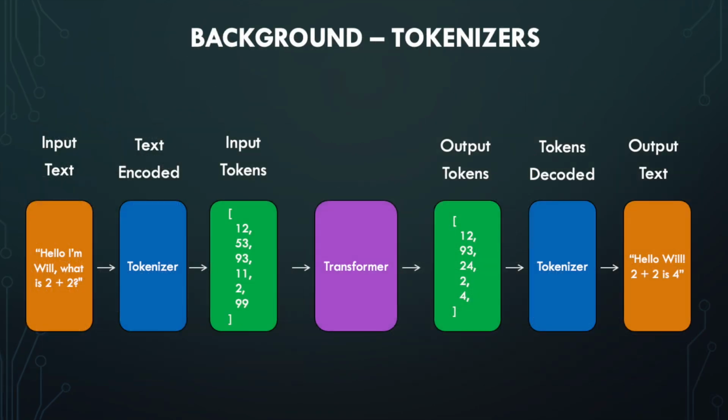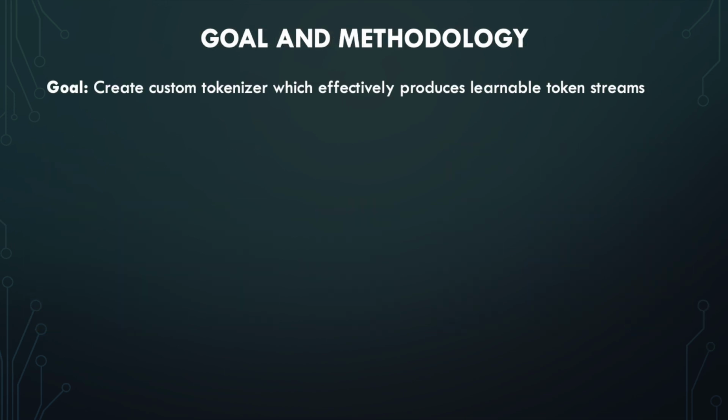A transformer model requires a tokenizer to convert the input text into a stream of tokens. These tokens are then fed into a transformer to be used for creating the output token stream. This is then decoded by the tokenizer back into normal text. This project was completed alongside my project partner Zach Shinnick. My specific role was to create a custom LDR tokenizer capable of producing learnable token streams.